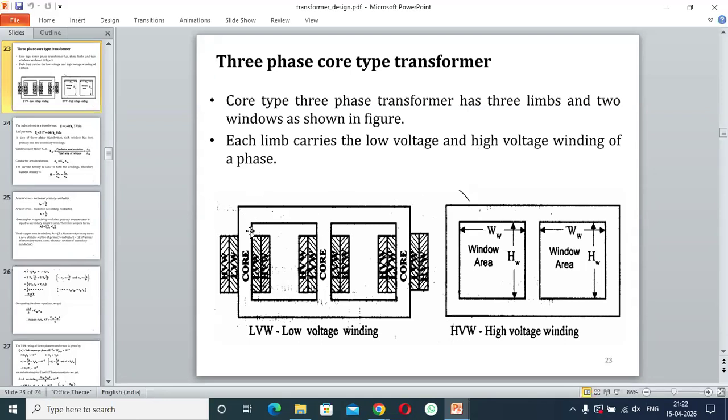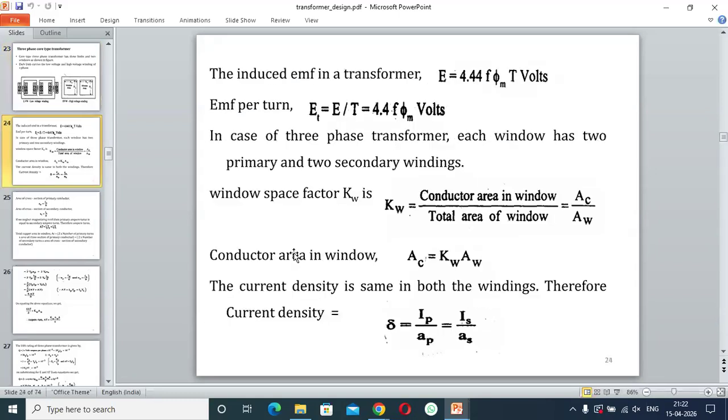So on one core there is one phase, on the second core there is the second phase, and on the third core there is the third phase. And these two will be the window areas, where we will decide how much area we require. So this area gives you the number of turns; all these things will come from this.